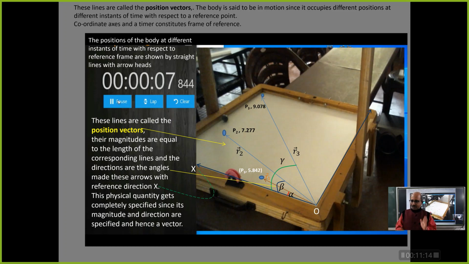Understand? So there is time and space. The body is occupying different points in space, and the timer is advancing. When these two combine, that gives rise to the concept of motion. So motion cannot be understood just because the body is occupying different positions. It has to occupy different positions at different instants of time with respect to a reference frame. Then only is motion caused. And all these are very important to understand physics.